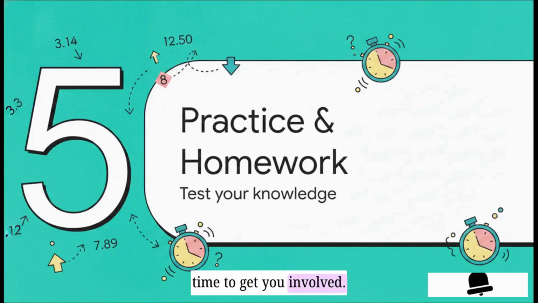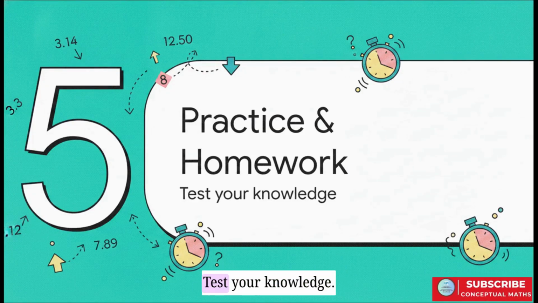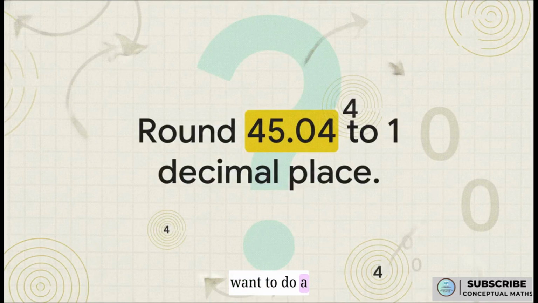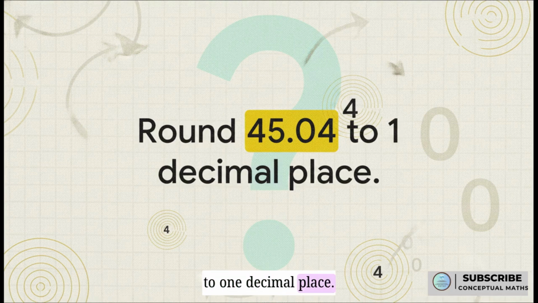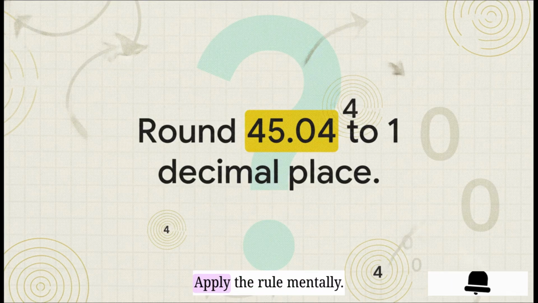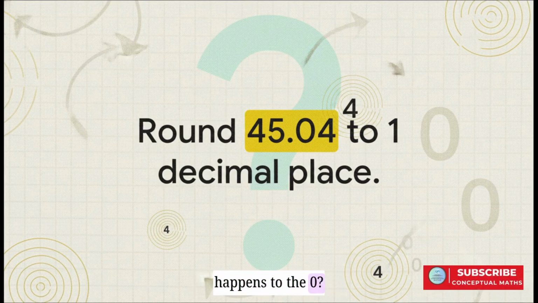All right, time to get you involved. Section 5, practice and homework. Test your knowledge. I want to do a rapid-fire practice round right now. See if you can guess the answer before it pops up. Ready? Round 45.04 to 1 decimal place. Take a second, identify your hundredths digit right now, which is 4. Apply the rule mentally. What happens to the 0?